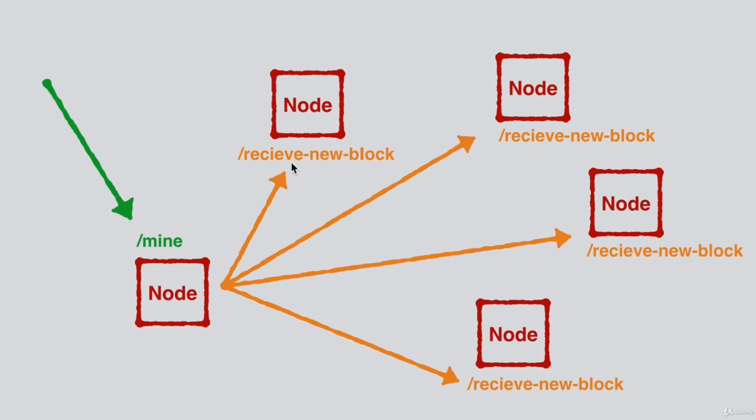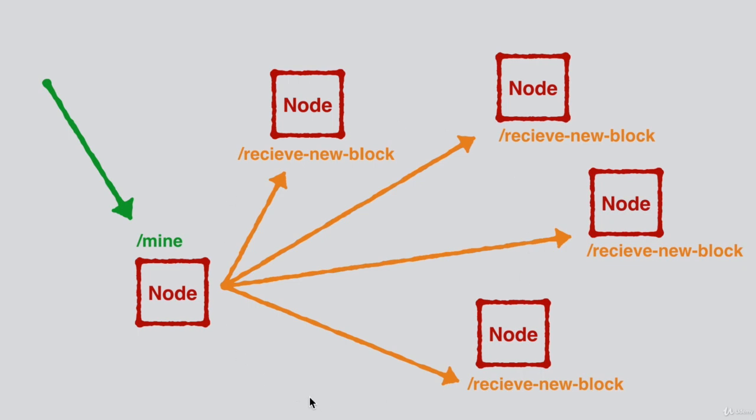We are going to choose one node to mine a new block, and we are going to hit the mine endpoint on that node to create a new block by using our proof of work method. When a new block is created, we are then going to broadcast that new block out to all the other nodes in our network. All the other nodes will receive that new block at their receive new block endpoint. This way, after the broadcast is complete, the entire network will be synchronized, and they will all be hosting the same blockchain.